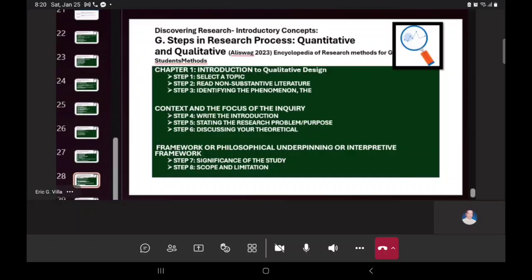While scope and limitations define research boundaries, they acknowledge constraints, set realistic expectations, and clarify study parameters. This systematic approach ensures a well-structured qualitative research design that maintains academic rigor while providing clear directions for the research process. And each step builds upon the previous one, creating a cohesive research framework that guides the entire study.